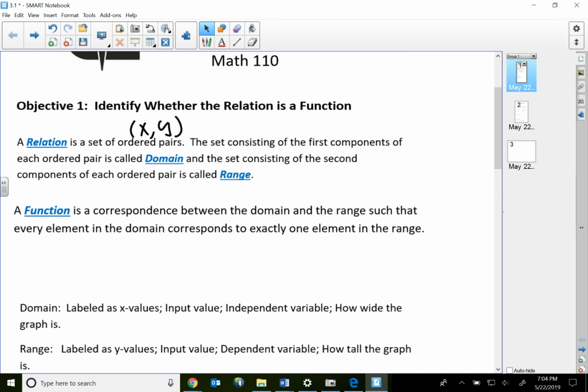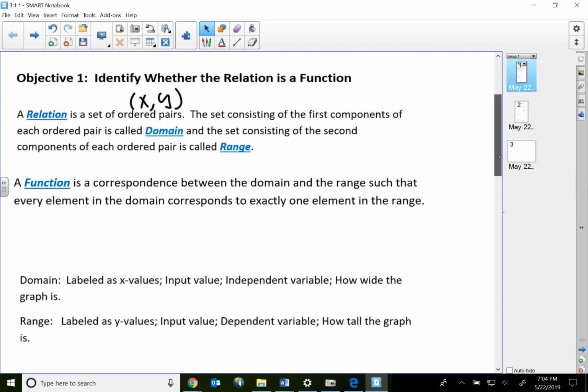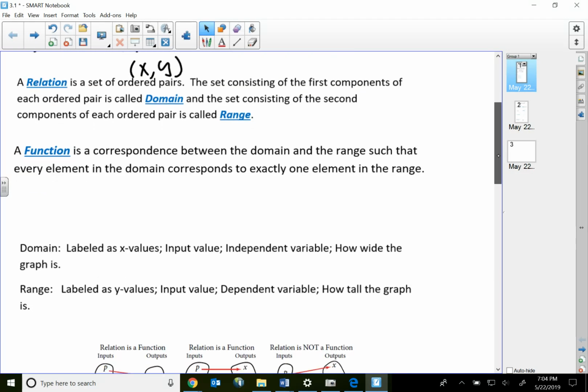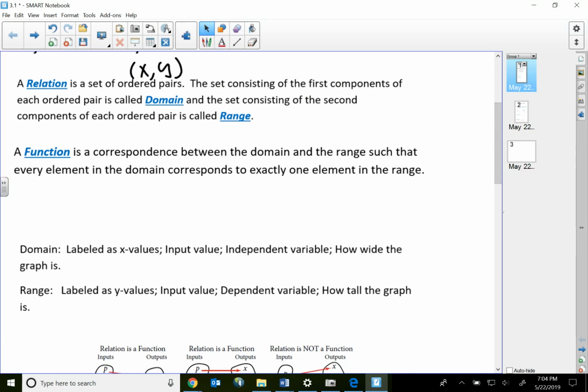A function is a correspondence between the domain and the range, such that every element in the domain corresponds to exactly one element in the range. Again, we keep saying the word domain and range. So far, we only know domain is the first component, range is the second component. Let me define this a little bit better.